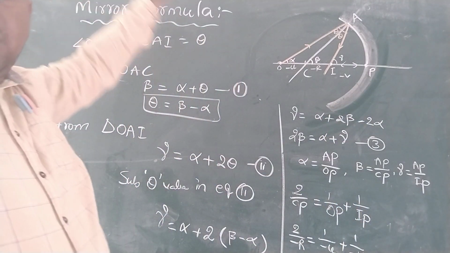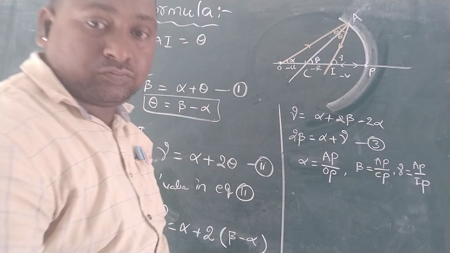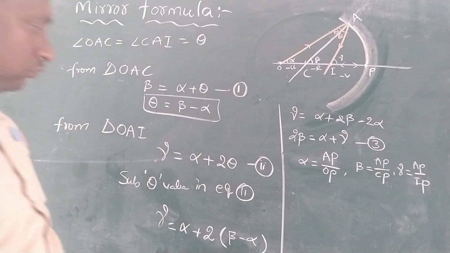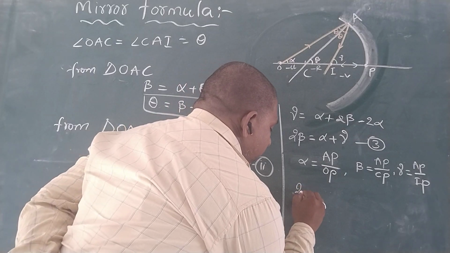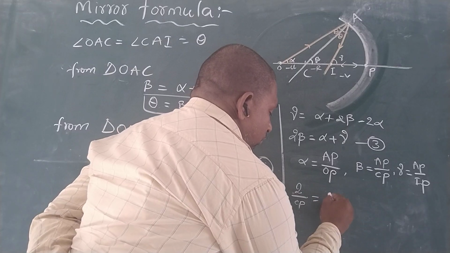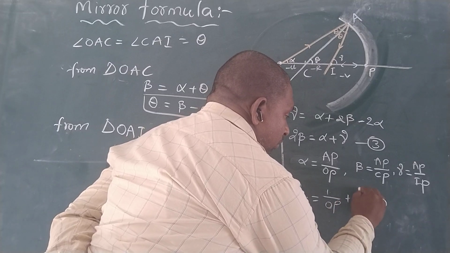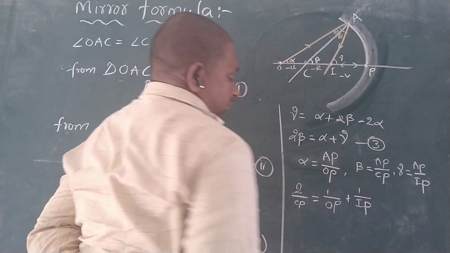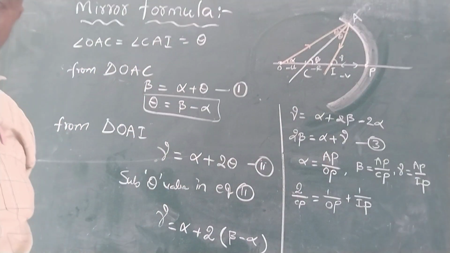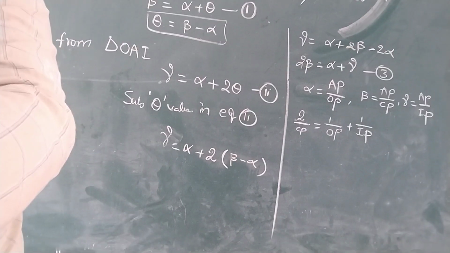Okay, it was not visible to you. One minute. So 2 by beta CP is equal to 1 by alpha OP plus 1 by IP. Now substitute these values according to sign convention rules. I am going to adjust the cam.